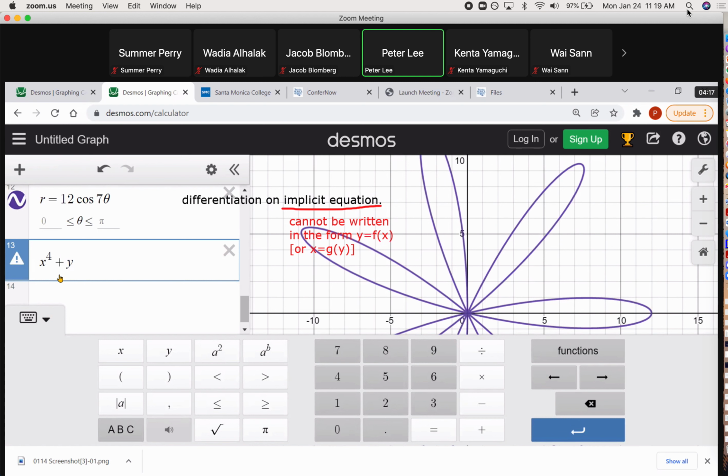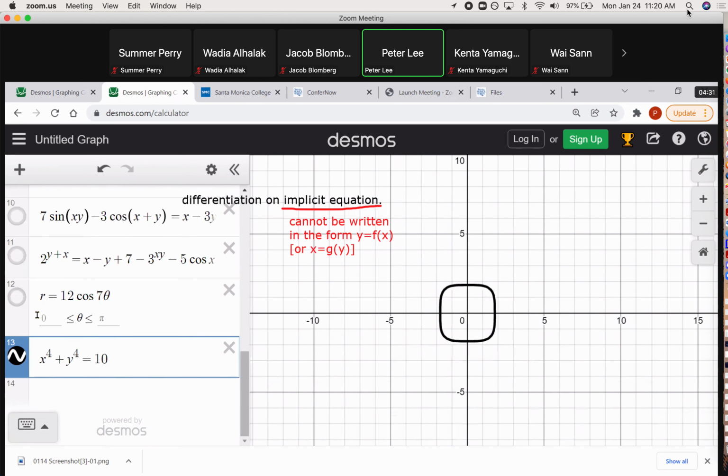Equal to, how about 1? Make it bigger, let's make it 10. Like this. See? Look at this. This is what I call the candy equation. Why do I call this the candy equation? A square candy equation, because it's almost a square, but the corners are rounded. If you actually look at a square candy, the corners are rounded.